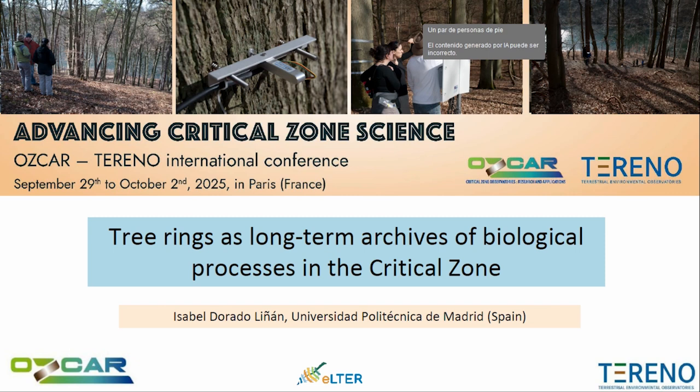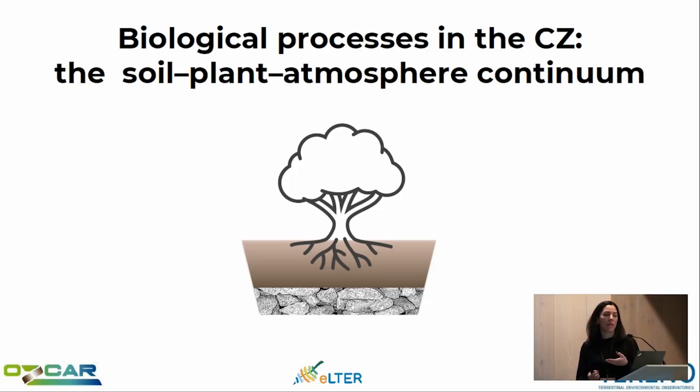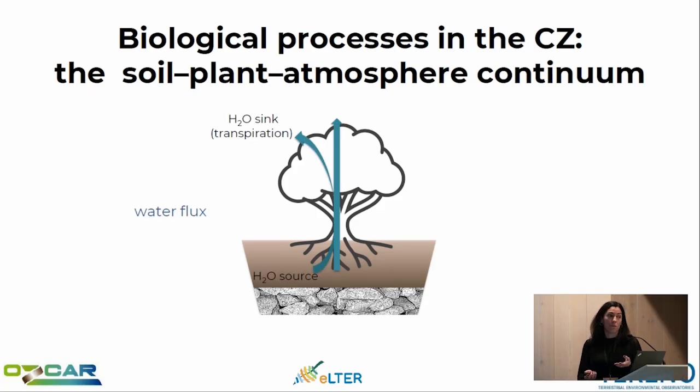I'm a forest ecologist. So my aim here is to introduce you how tree rings may be of some help in the critical zone research. So I will start with some basic concepts. I know that vegetation was one of the last components that have been considered in the critical zone research. And the reason why it's so important is because it's the living mechanism between the soil and the atmosphere.